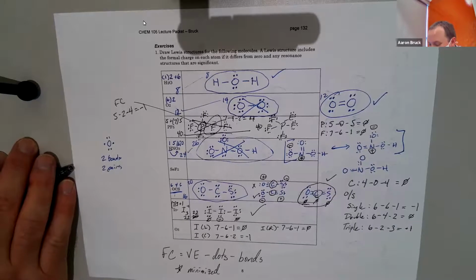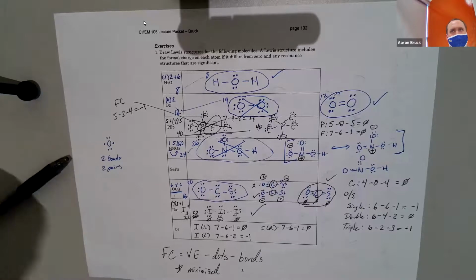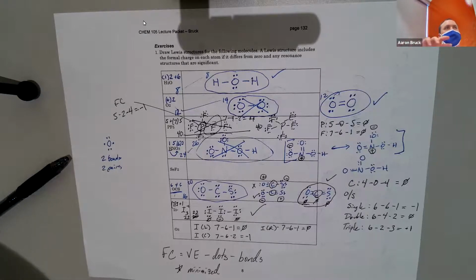If I have a multiple charge, like a -2, I'm going to see two atoms with a -1 charge. Formal charges above -1 or +1 tend to be pretty unstable. So if I have a -2 charge, that means I've got two -1s somewhere. If I've got a +2 charge, I've got two +1s somewhere, or I've got something ionic.